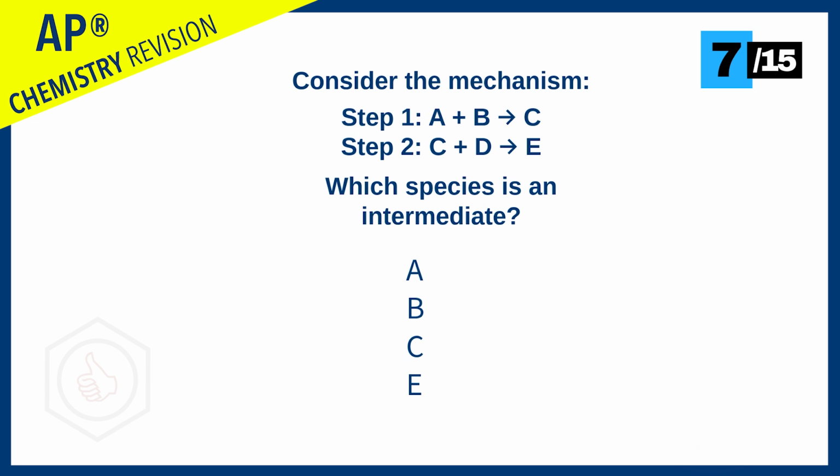The answer is C, because it is produced in the first step of the mechanism, however, is then consumed in the second step, meaning it doesn't appear in the overall reaction equation and isn't a reactant or a product.